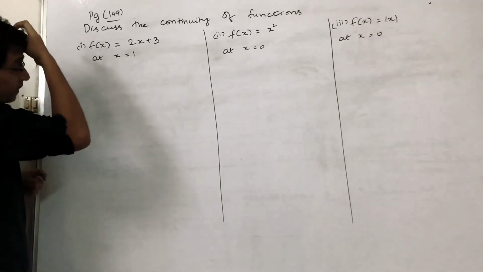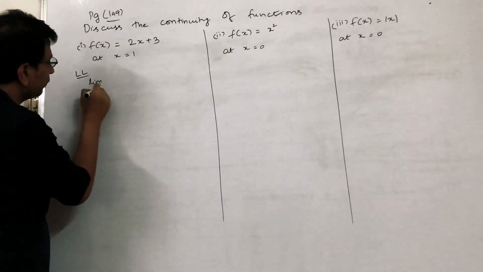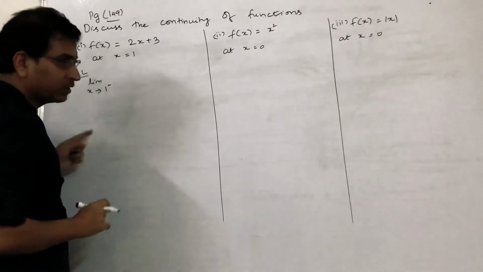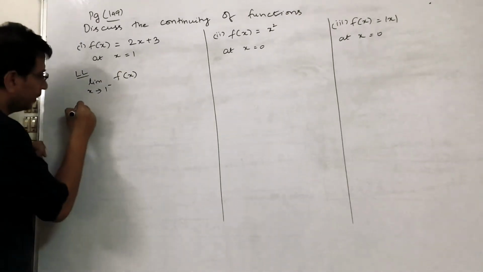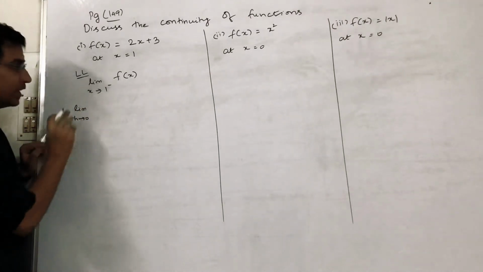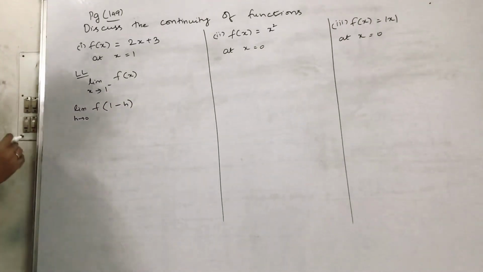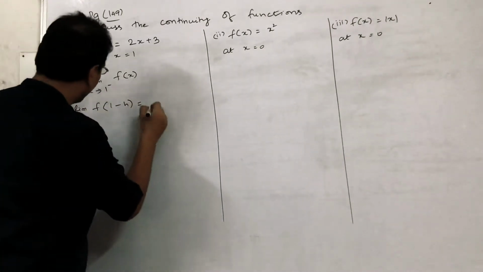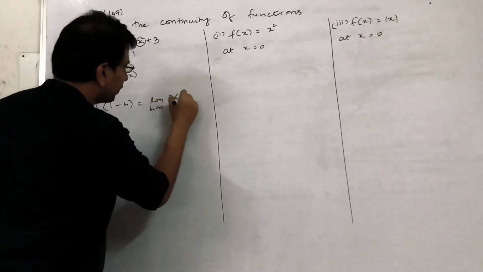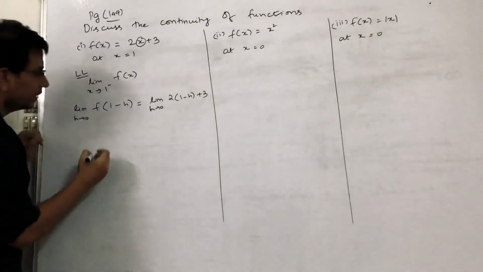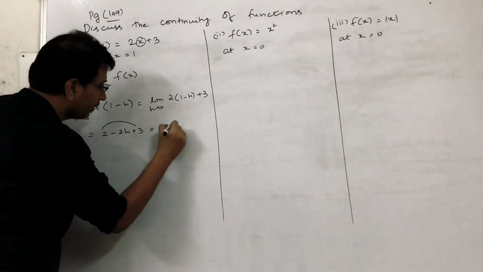For example, how to find the left limit? Limit x tends to 1 minus, limit x tends to c minus, what should we write? We should write it as f of x. Then limit h tends to 0, f of 1 minus h. Right. So it is f of 1 minus h. But what is f of 1 minus h? In the place of x, you need to substitute 1 minus h. So 2 into 1 minus h plus 3. This will be equal to 2 minus 2h plus 3. So adding it, it will be 5 minus 2h.